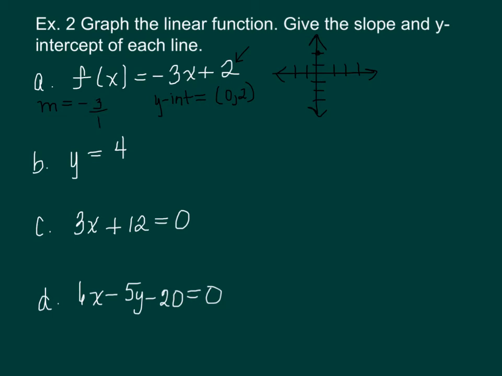So you're going to start at 0, 2. As this is negative, you're going to go down 3, 1, 2, 3, over 1. Draw your line.